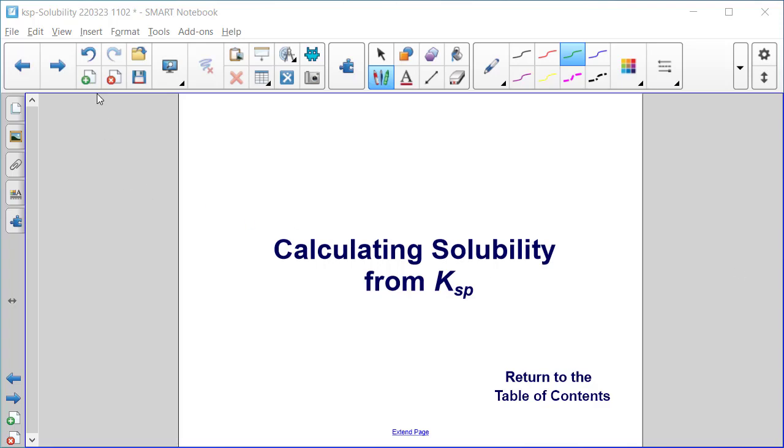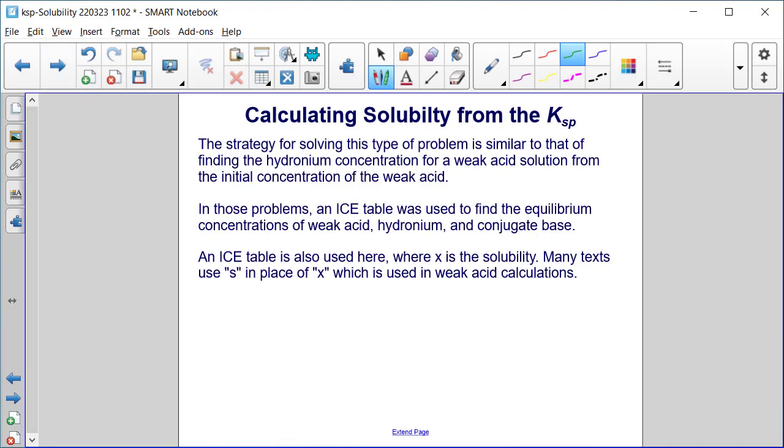Calculating solubility from Ksp. The strategy for solving this type of problem is similar to that of finding the hydronium ion concentration for a weak acid solution from the initial concentration of the weak acid. In those problems, an ICE table was used to find the equilibrium concentrations of weak acid, hydronium, and conjugate base. An ICE table is also used here, where x is the solubility. Many texts use s in place of x, which is used in weak acid calculations.